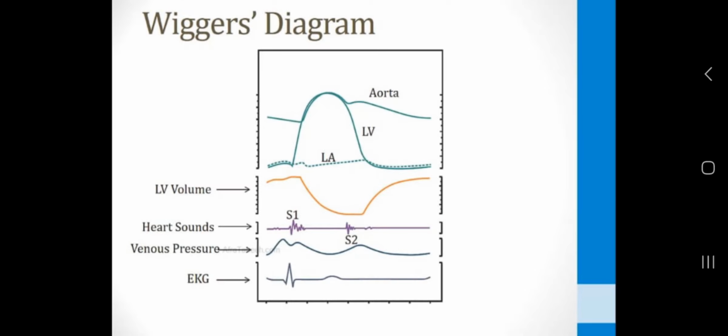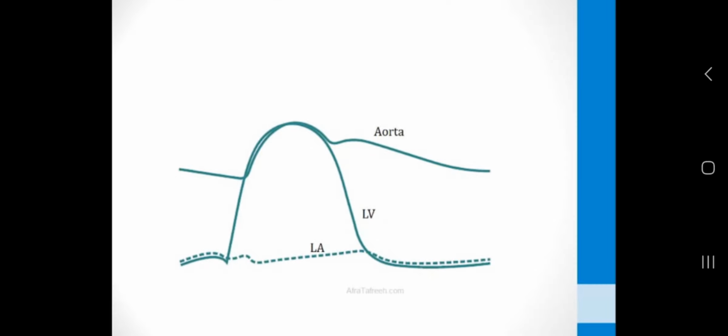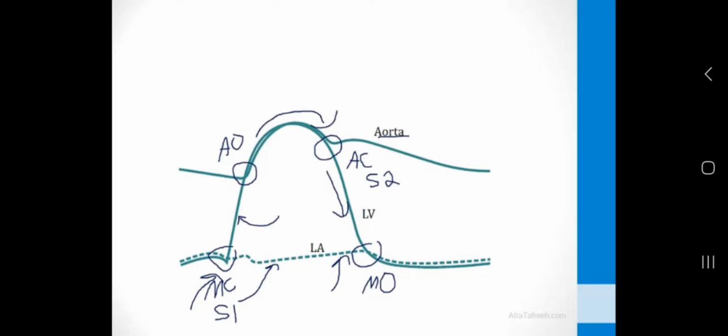Then we have Wiggers diagram. EKG and venous pressure, heart sounds S1 and S2. Then left ventricular volume. Then with that, pressures: aortic pressure, left ventricular pressure, and left atrial pressure. Okay, the mitral valve closes, that will produce S1 sound.